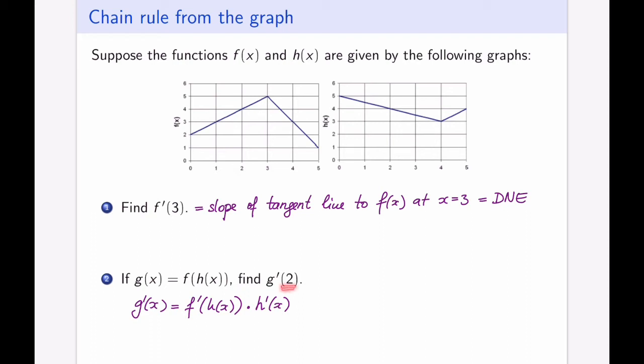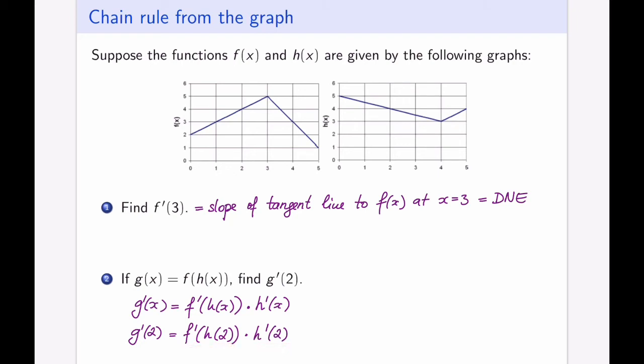Now we're interested in g prime at 2. So all I have to do for now is rewrite this entire expression and replace x with 2, because that's the value at which I am going to consider my derivative. Okay, now I need to actually figure out what these numbers are.